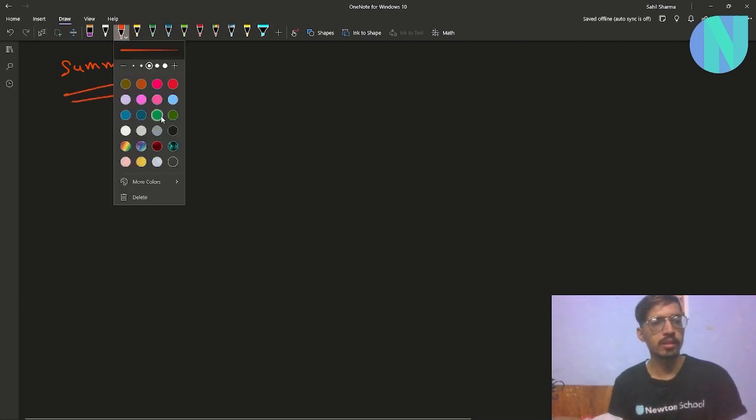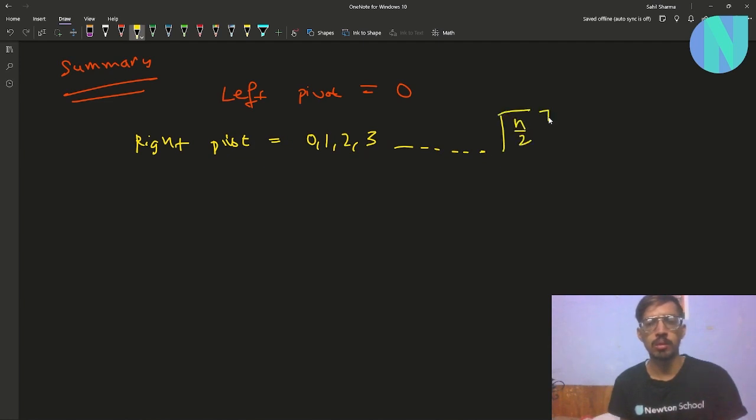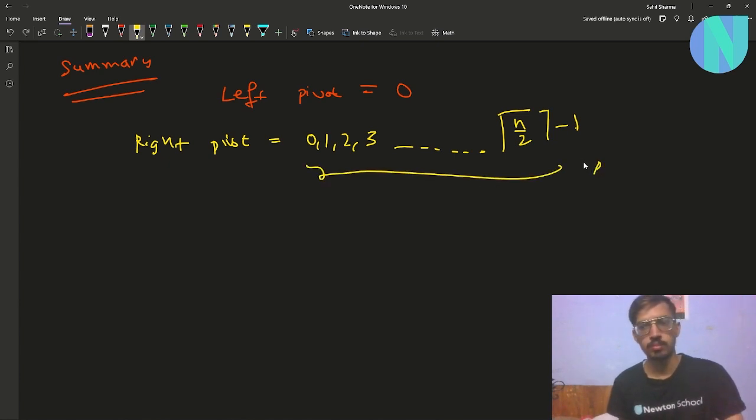we assume that in the end, my left pivot was equal to 0. Then using this, we found that my right pivot can be 0, 1, 2, 3, so on up to ceiling of n by 2 minus 1, right? So these are the possible values of my right pivot. Let's say I choose any pivot x among these. So I choose some pivot x among these ceiling of n by 2 possible values.